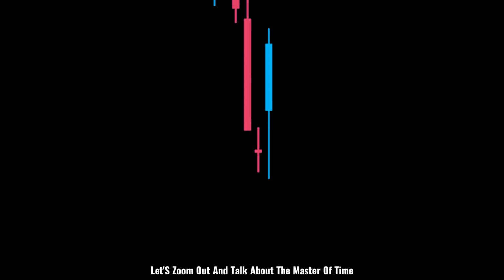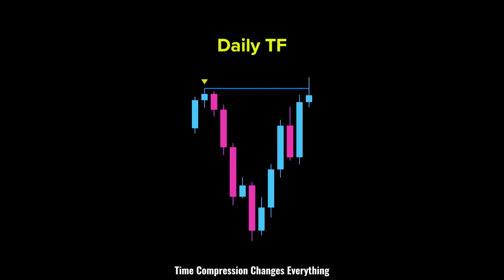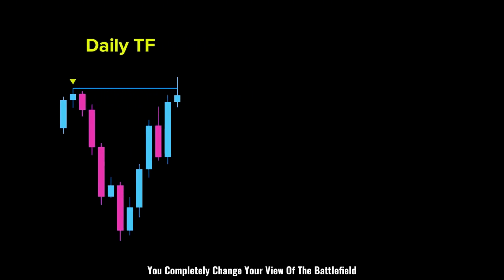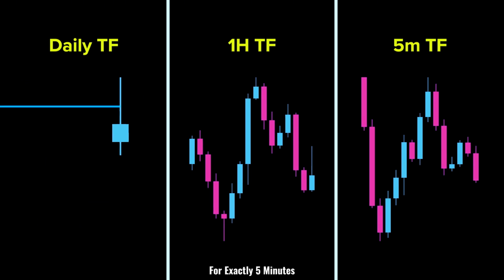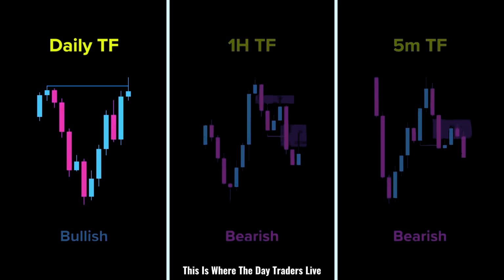Let's zoom out and talk about the master of time. Time compression changes everything. When you alter the time frame, you completely change your view of the battlefield. Take a 5-minute candle. That is a high-speed sprint. It captures the frantic micro-pulses of the market for exactly 5 minutes. This is where the day traders live, battling it out over rapid back and forth action.